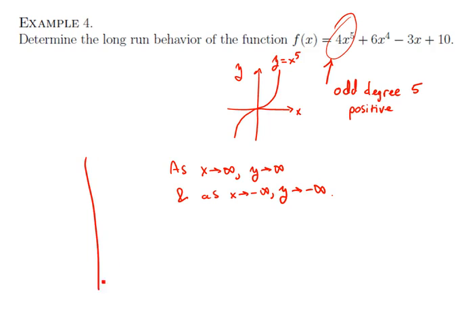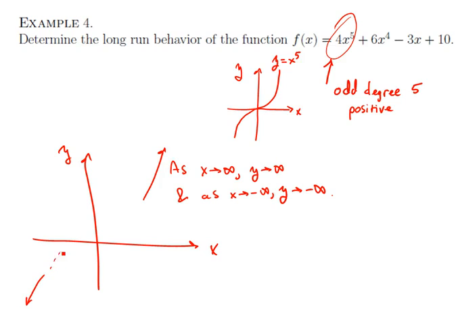So its graph, we now know a little bit about what the graph of f would look like. We know that eventually it goes off this way, just like y equals x cubed or y equals x to the fifth would, and likewise over here it heads off that way.